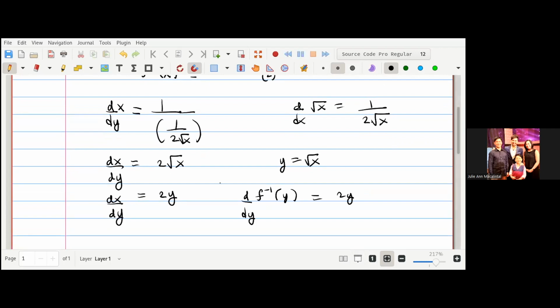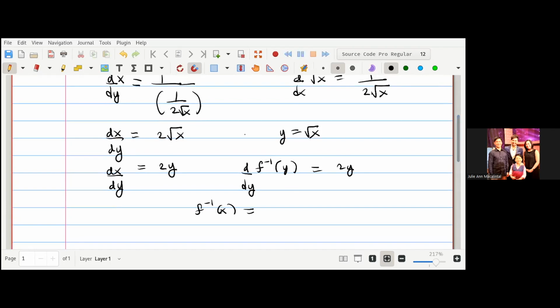Okay, ngayon ang inverse function. Yung f inverse of x is, so dito babalik na natin, di ba? So that's going to be x squared. And yung derivative ng f inverse with respect to x is now 2x from here. So it does work out.